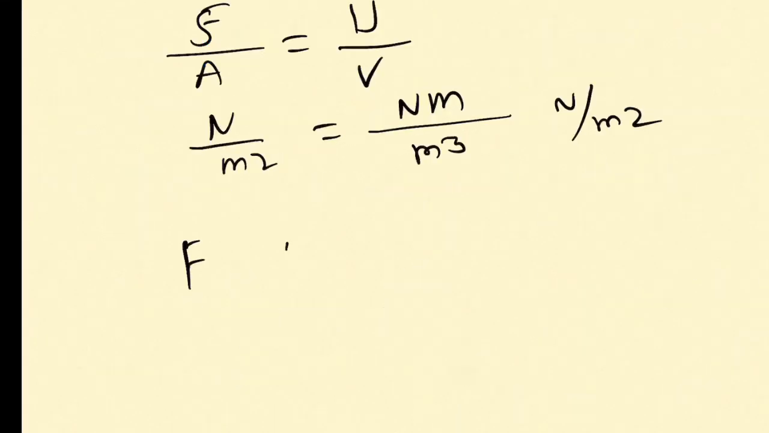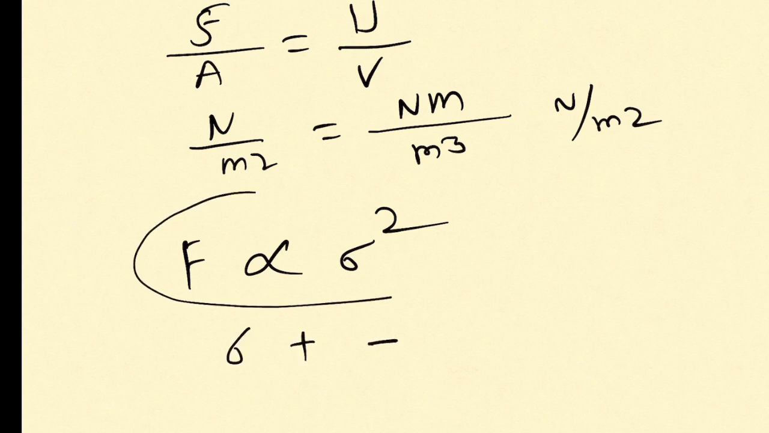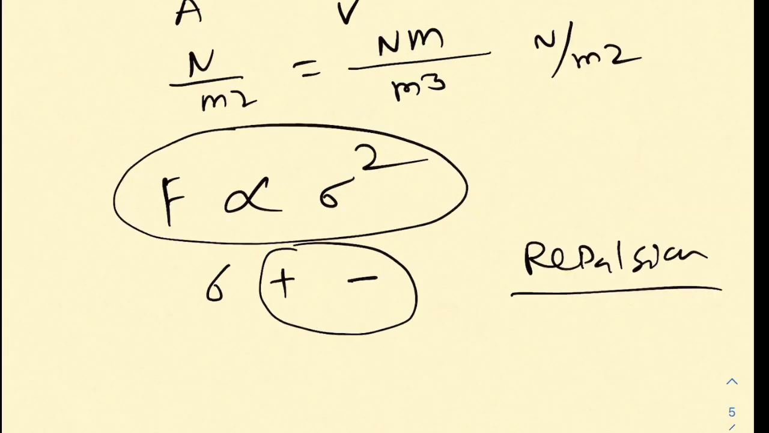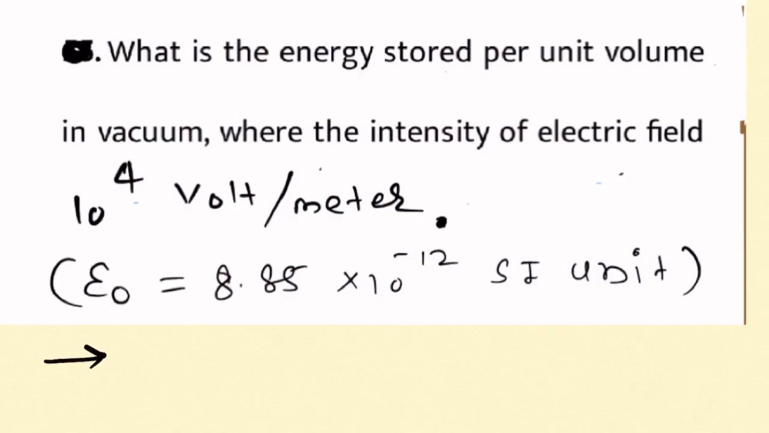Mechanical force is directly proportional to sigma square. Sigma may be positive or negative, but the square is always positive. Therefore, mechanical force does not depend on the polarity of the charge. Also, the mechanical force is a repulsive force, therefore it is always away from the conductor.